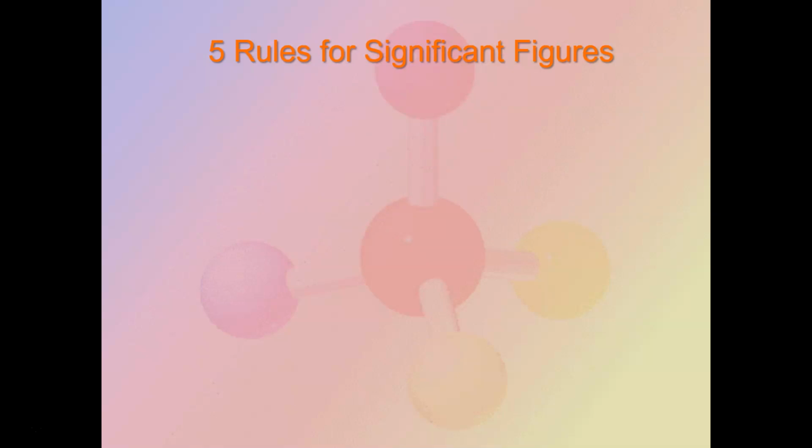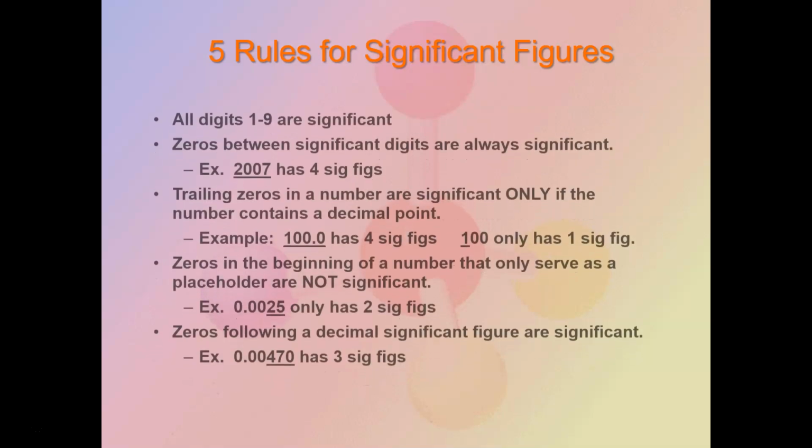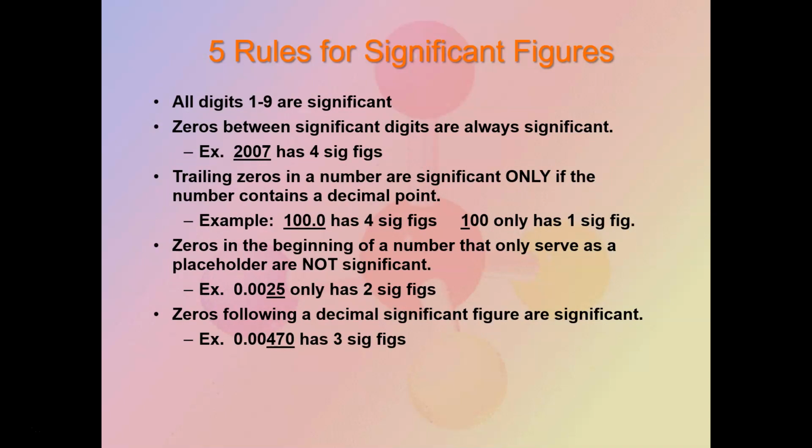So we have 5 rules for significant figures. They are, all digits from 1 to 9 are significant. So anytime you see 1, 2, 3, 4, 5, 6, 7, 8, 9, it is a significant digit. Perfect. Zeros are where things get tricky. So there are 4 different kinds of zeros we have to be concerned with.